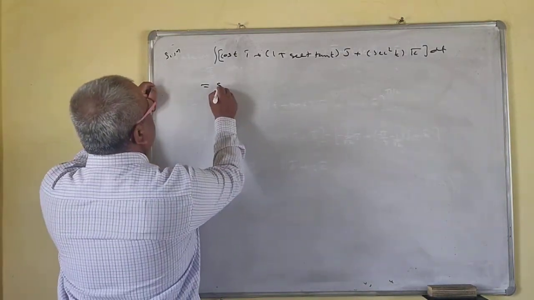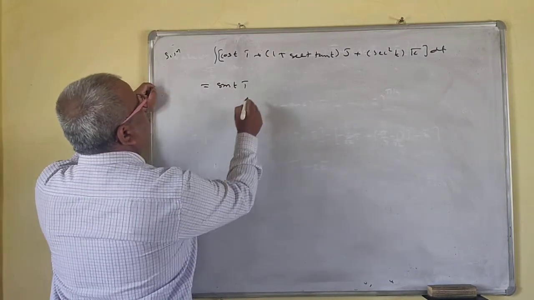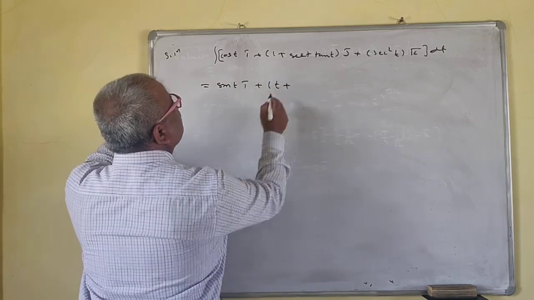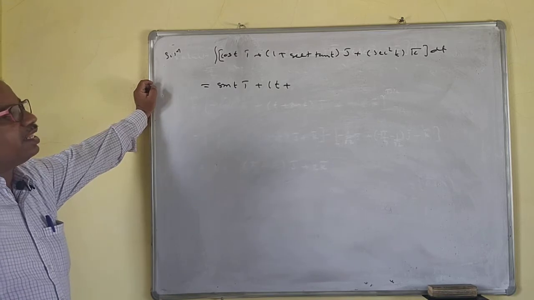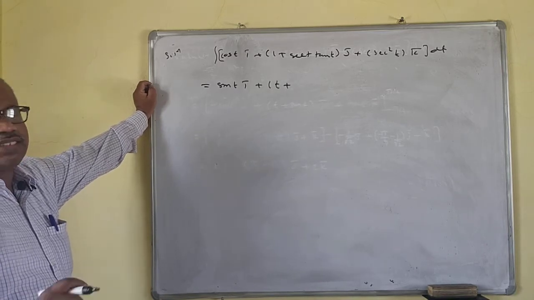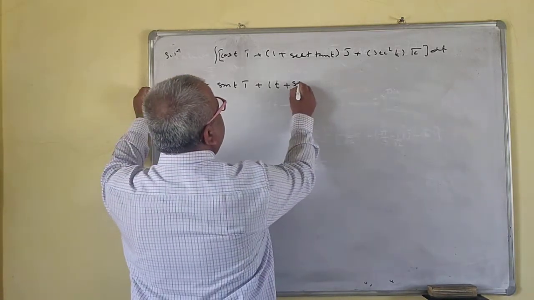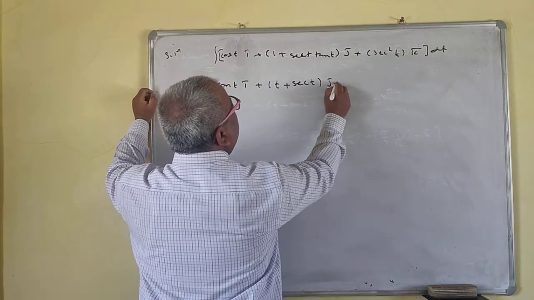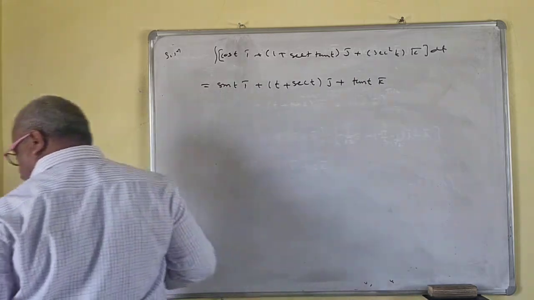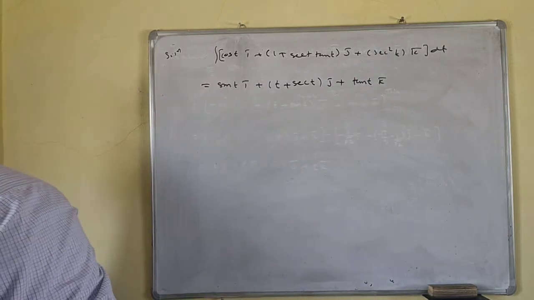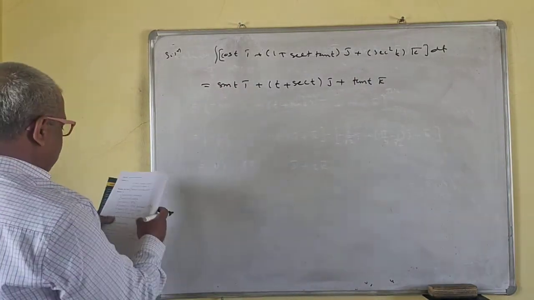Integration of cos t is what? Sin t i bar. Okay, plus this is t plus sec x tan x. Derivative of sec x is sec x tan x, so integration of sec x tan x is sec x. So this is sec t j bar plus tan t k bar. Okay, so this is one line.